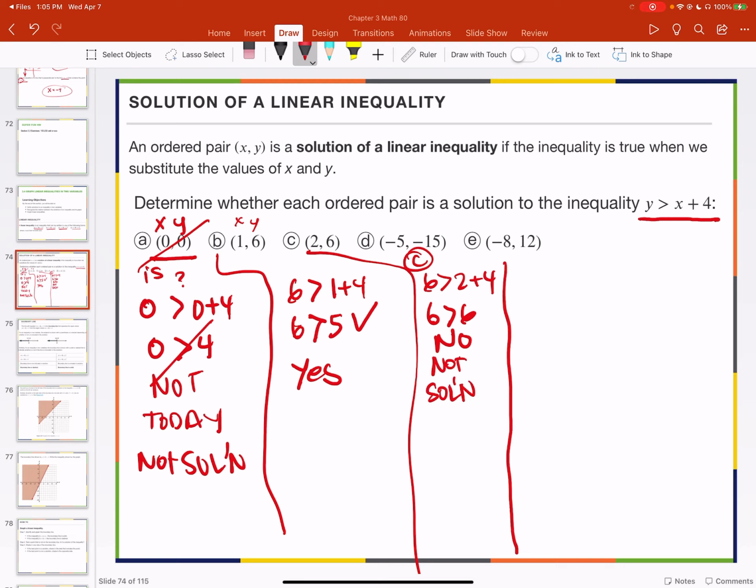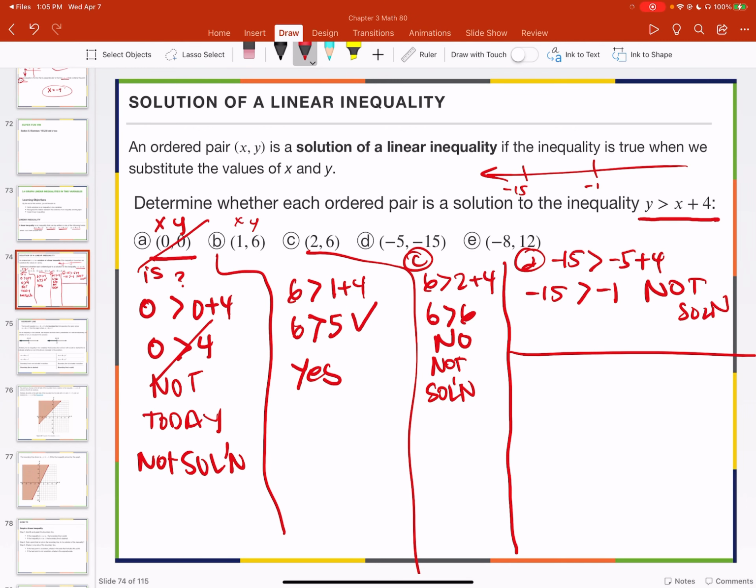Next, we have negative 15. Is that greater than negative 5 plus 4? So is negative 15 greater than negative 1? That's a no, because negative 15 is less than negative 1. If it was over here, negative 1 would be over there. So no, not a solution. And then finally, E, we have 12 greater than negative 8 plus 4. So is 12 greater than negative 4? Yes. So this is definitely a solution.